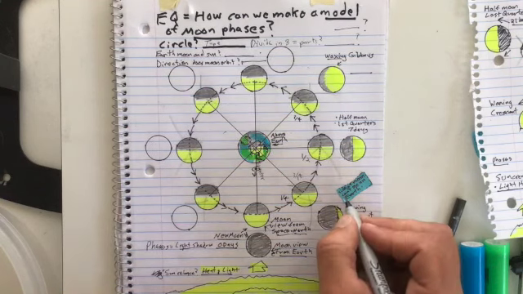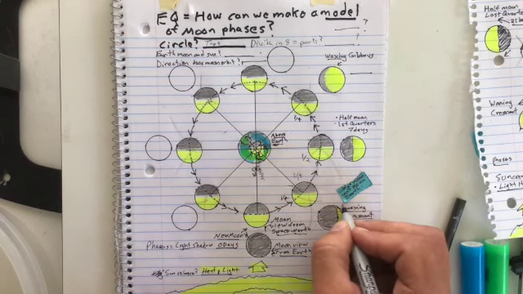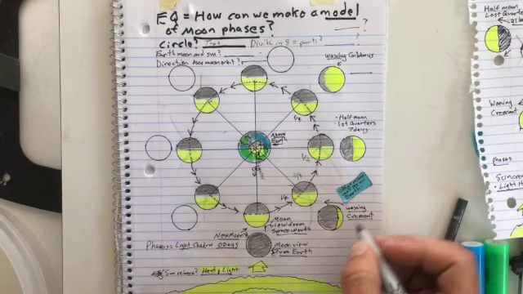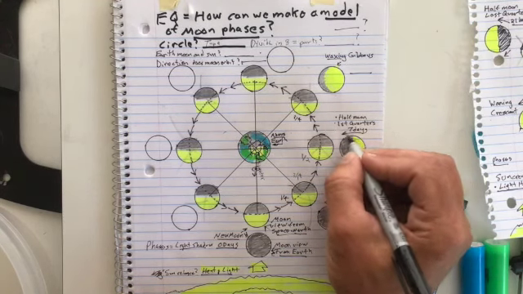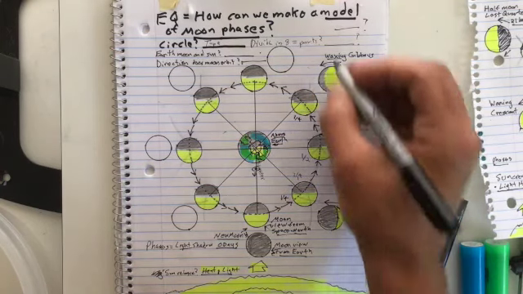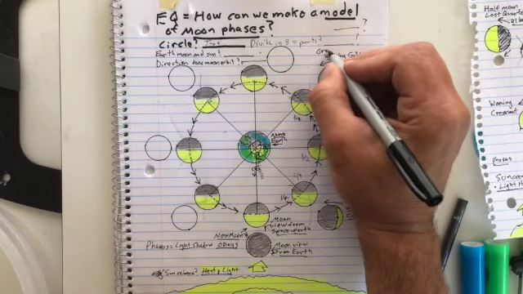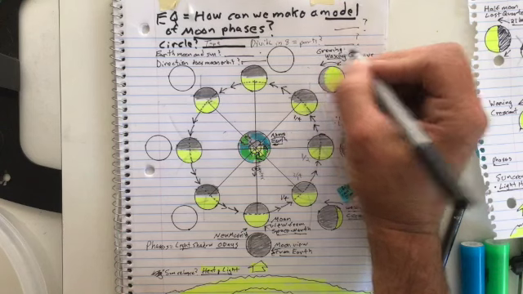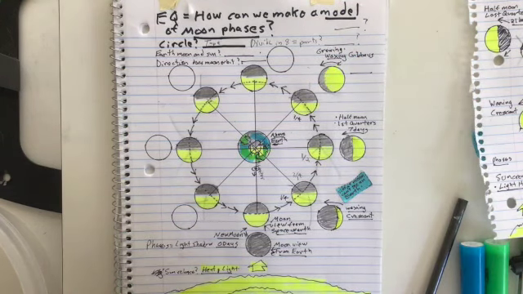Okay, what did you write? So if you see the light, what is it doing? It's here, then it's here, then it's here. So waxing means it's growing or expanding. You can see the light growing or expanding over the moon as we pass through the month.